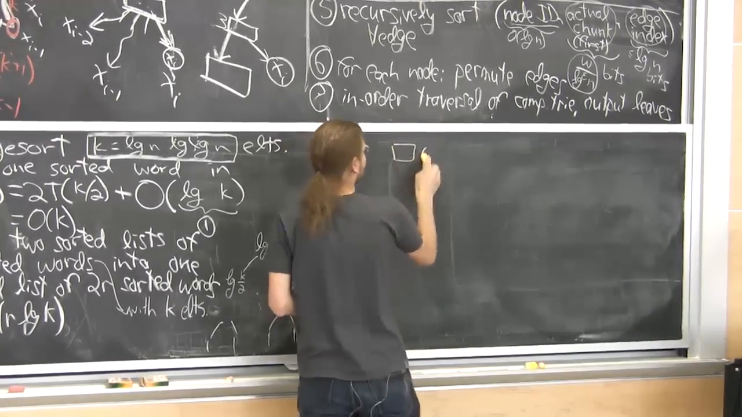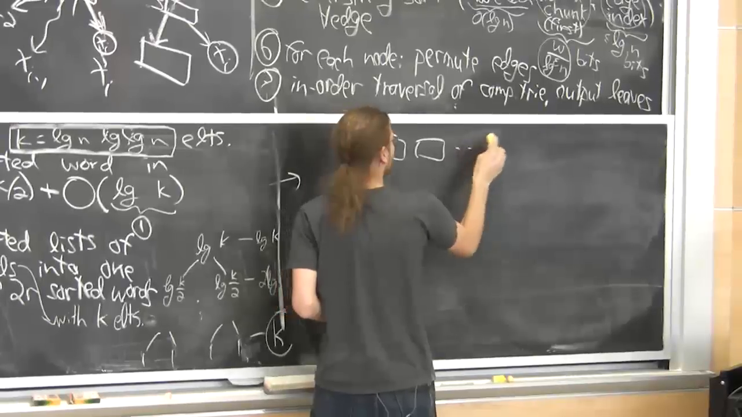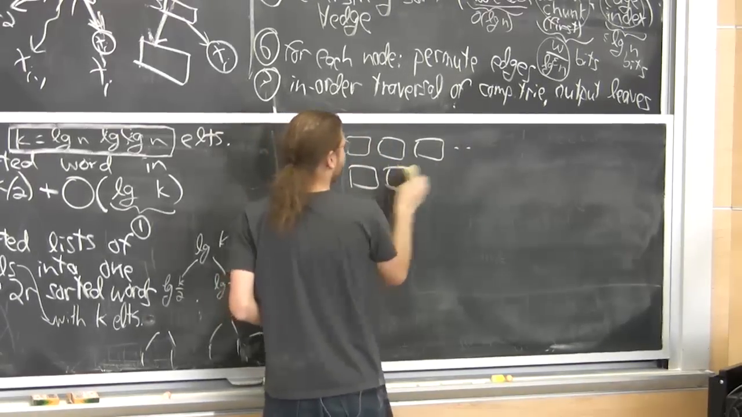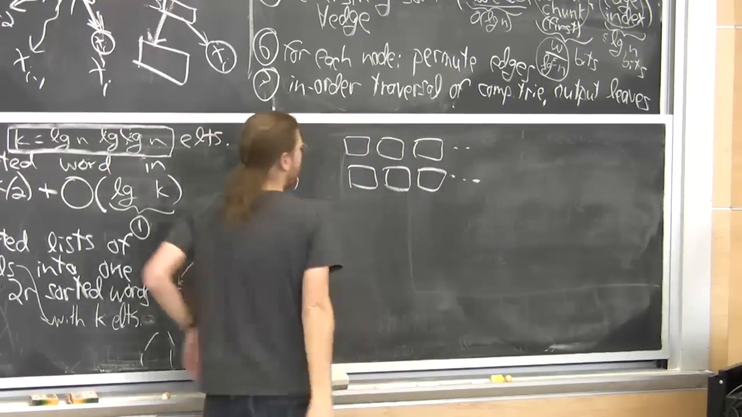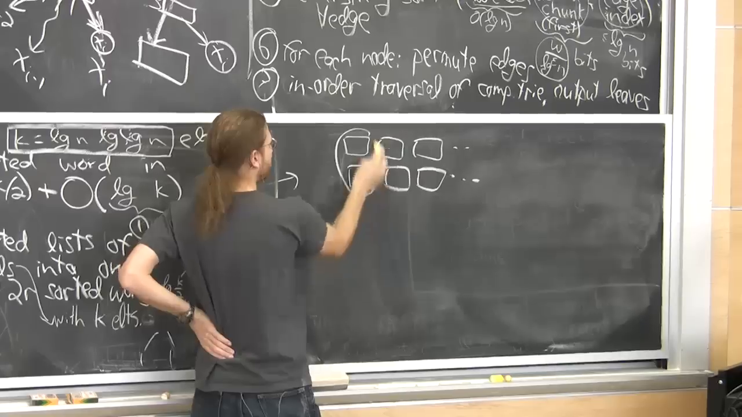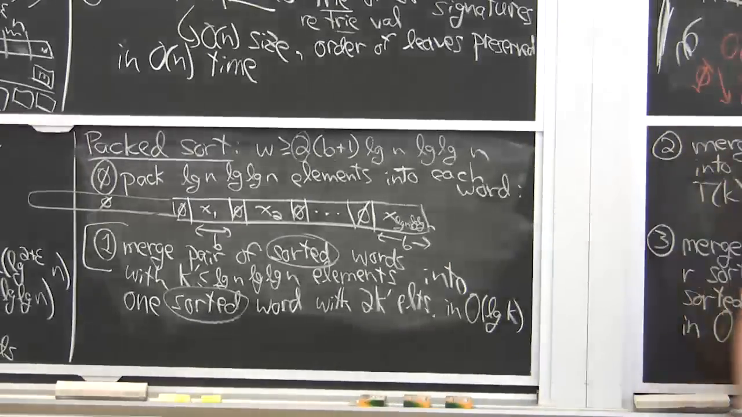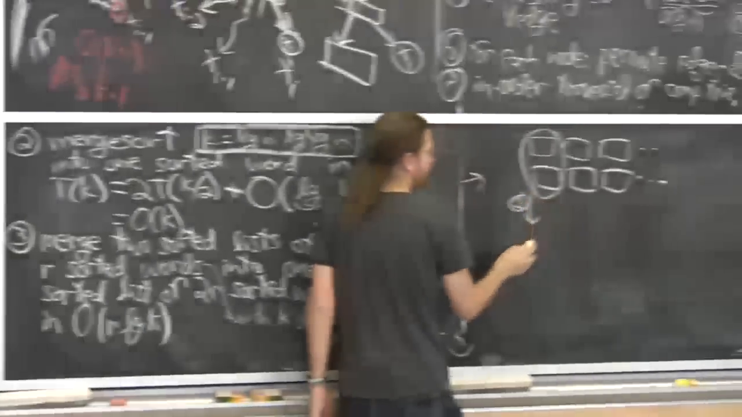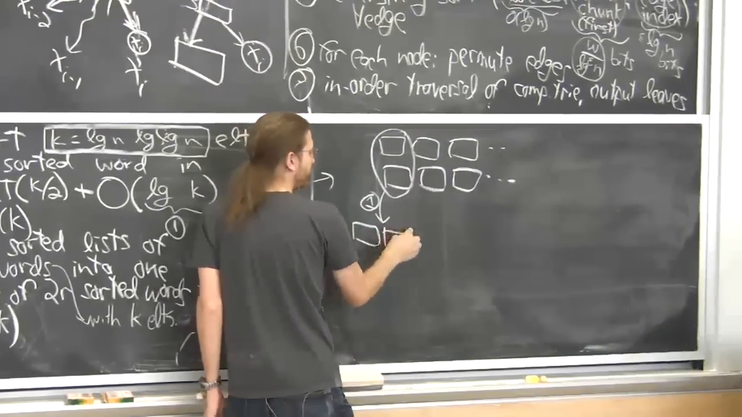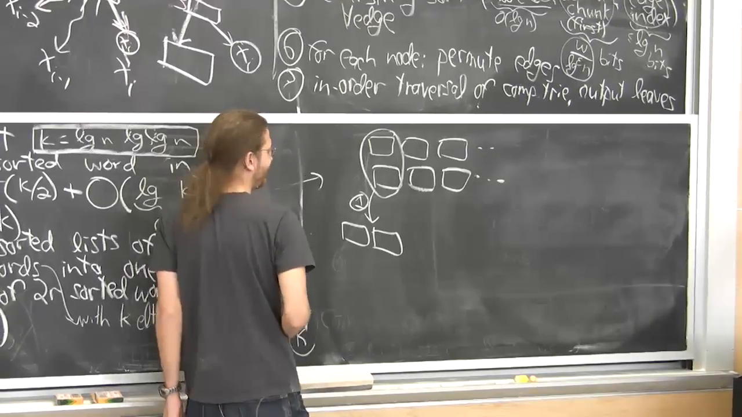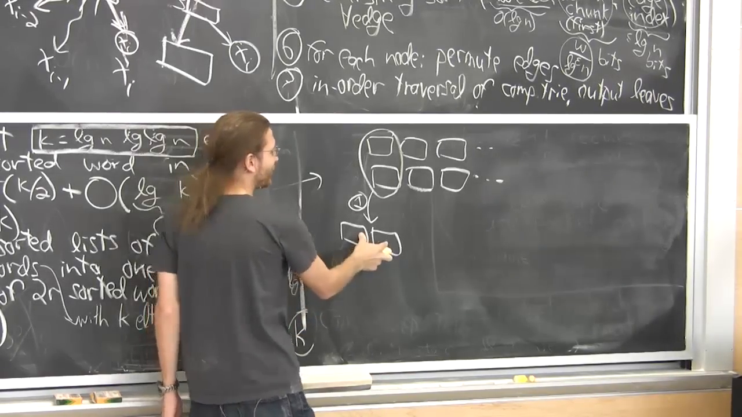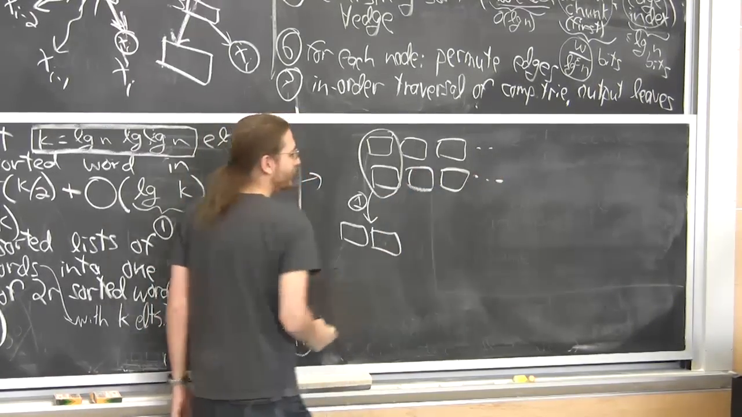We have a list of words. How do we merge? Well, we take the first two words and merge them. We know how to do this in log k time, by step 1. When we merge them, we get two words. They are now sorted. So we've got these two guys sorted, and then there's the rest.